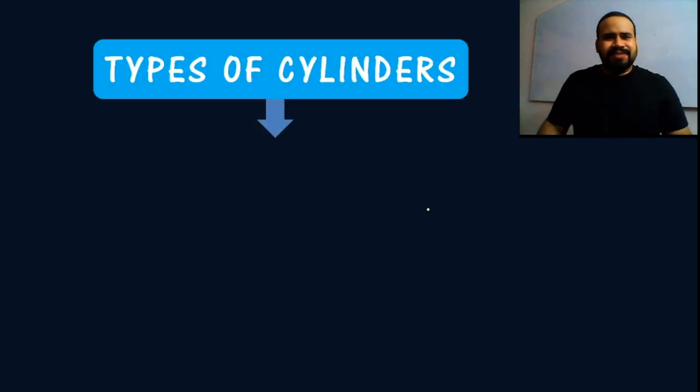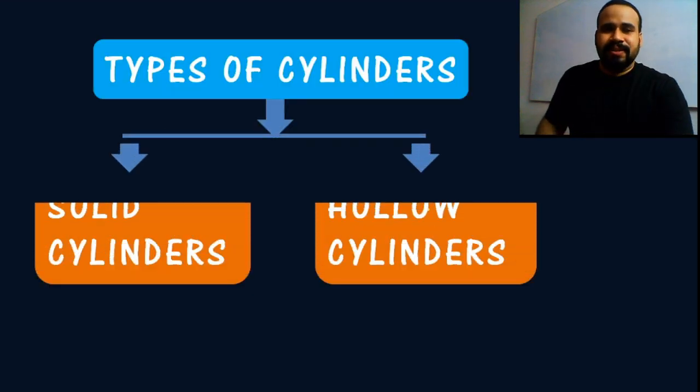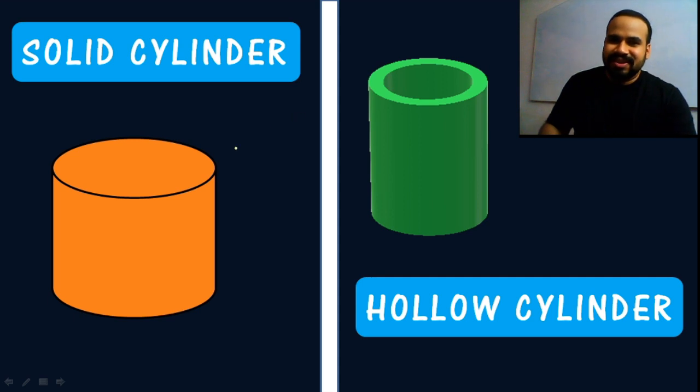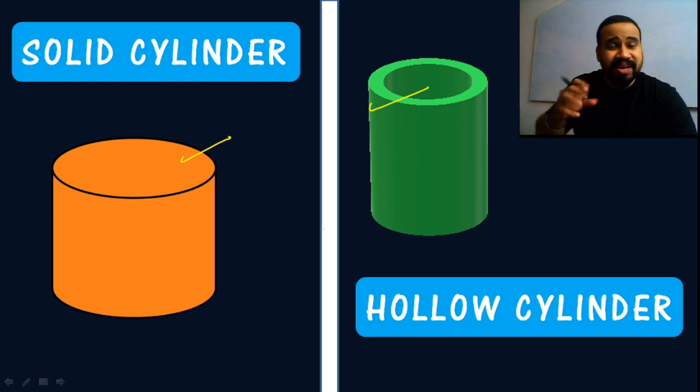Another way of classifying cylinders is solid cylinders and hollow cylinders. This is a solid cylinder. This is a hollow cylinder. A solid cylinder is completely filled with material, whereas a hollow cylinder has a through hole in between.